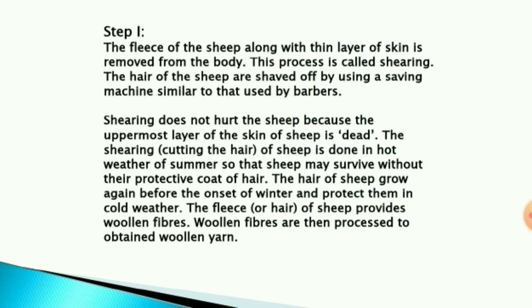The fleece of the sheep along with their layer of the skin is removed from the body. This process is called shearing. The hair of the sheep is shaved off by using a shaving machine similar to the one used by barbers. Shearing does not hurt the sheep because the uppermost layer of the skin of sheep is dead.